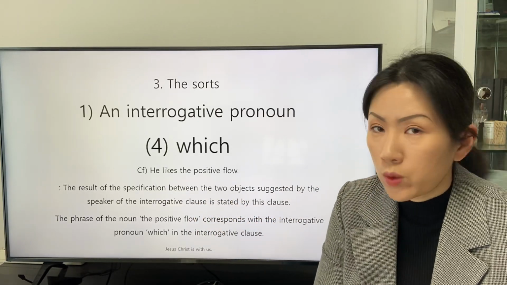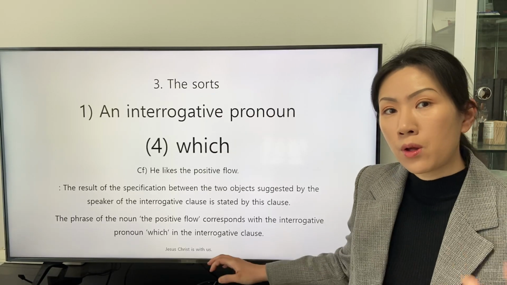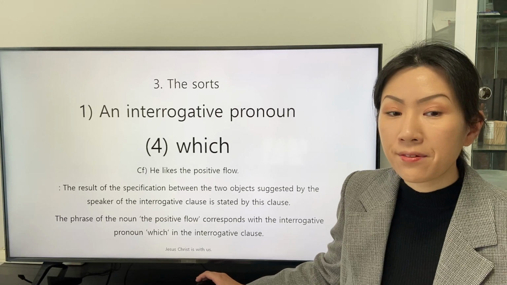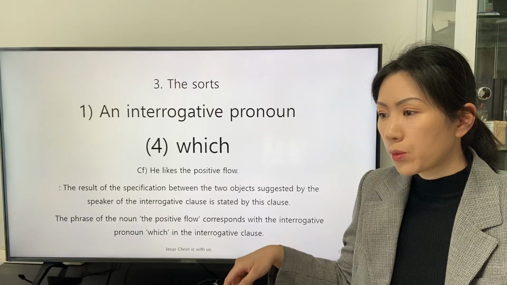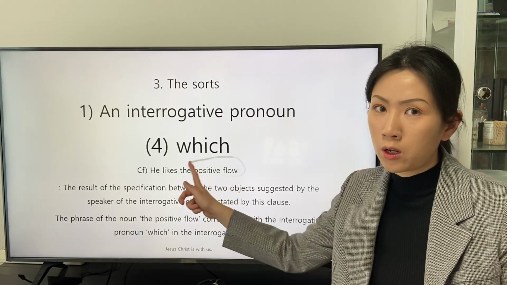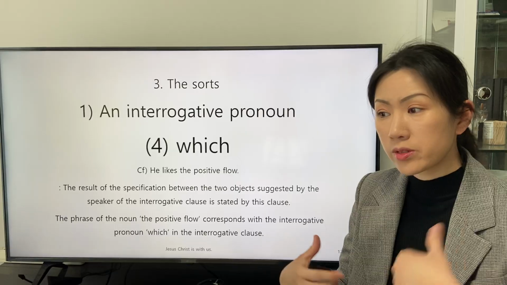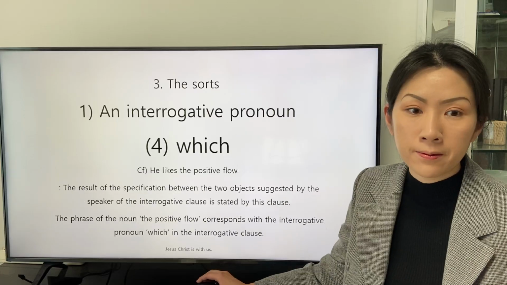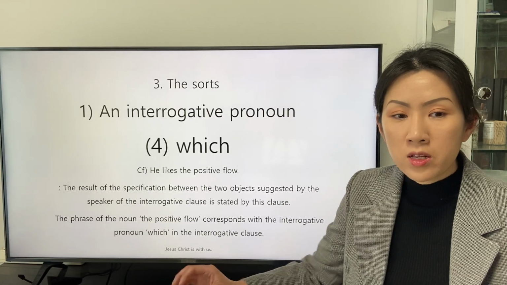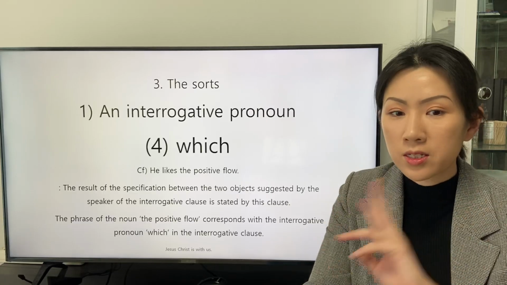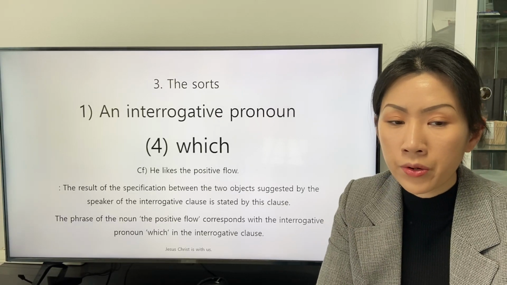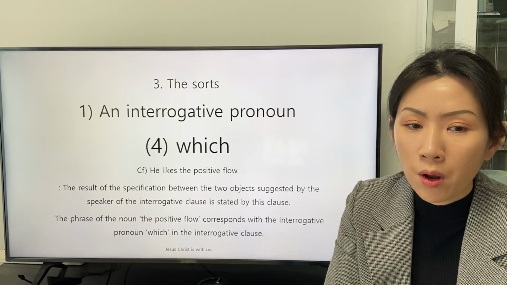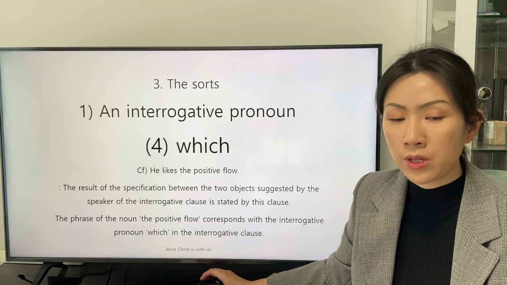There is a conference, which is one of the possible responses from the example. He likes the positive flow. In this clause, we can understand that the phrase of the general noun, the positive flow, occurs with the interrogative pronoun which in the third example, which does he like? The result of the specification between the two objects suggested by the speaker of the interrogative clause is stated by this clause. The phrase of the noun, the positive flow, corresponds with the interrogative pronoun which in the interrogative clause.